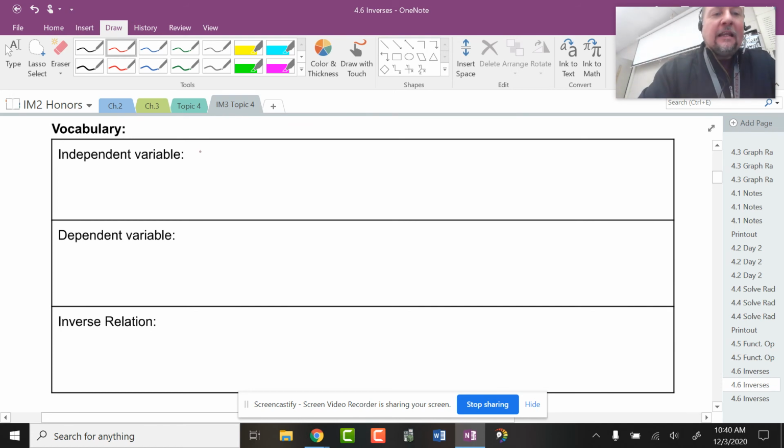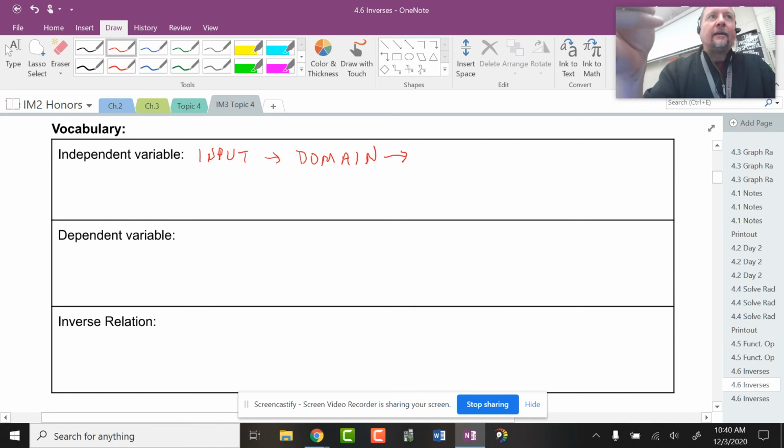Anyway, independent variable is the input. I'm just going to put a bunch of synonyms. The independent variable is always considered the domain. Now, some teachers might hate that I do this, but most of our equations are in terms of x and y. So let's really think about that. And then, of course, we know that the x is considered the domain, the input value.